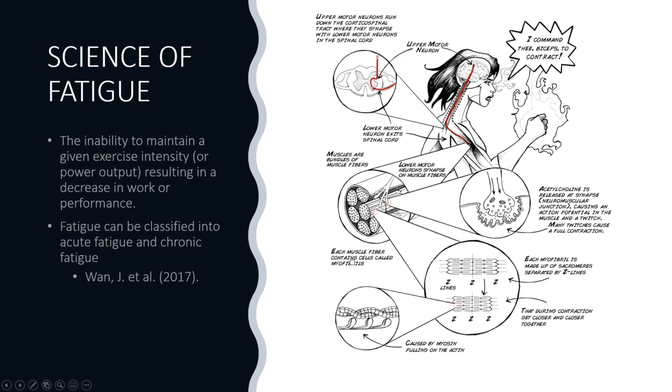So fatigue is looked at as the inability to maintain a given exercise intensity or power output. This results in a decrease in work performance. So it could be classified as acute or chronic. We'll discuss acute and chronic, and we'll go more into what are some of the adaptations in these.